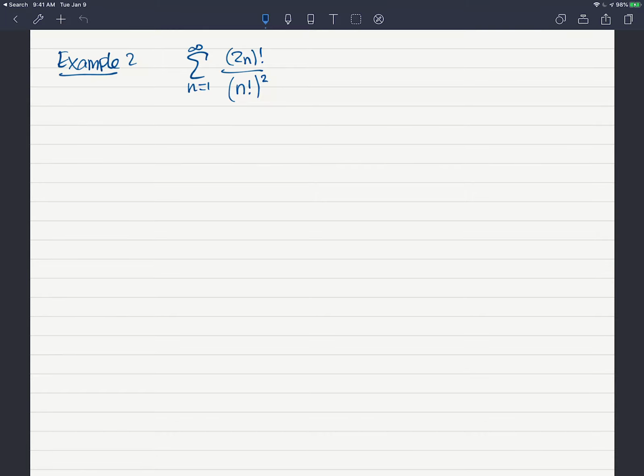Whenever we have factorials, we're going to use the ratio test, because of the property that n plus 1 factorial divided by n factorial cancels.